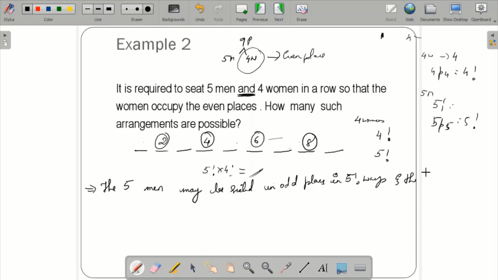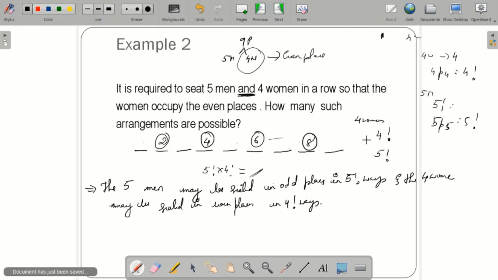And the 4 women may be seated in even places in 4 factorial ways. I hope no confusion in 5 factorial and 4 factorial. Just see here, 4 women, 4 even places. So 4 women, how can be seated in 4 even places? 4p4. 5 men and 5 places, so 5p4.